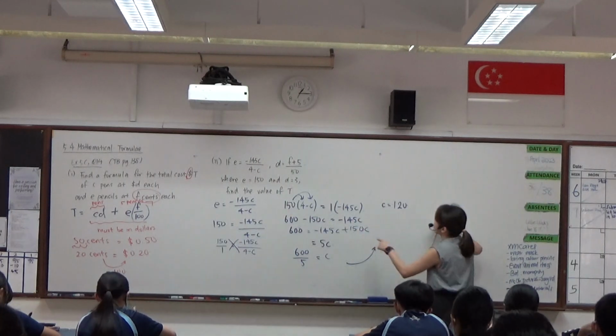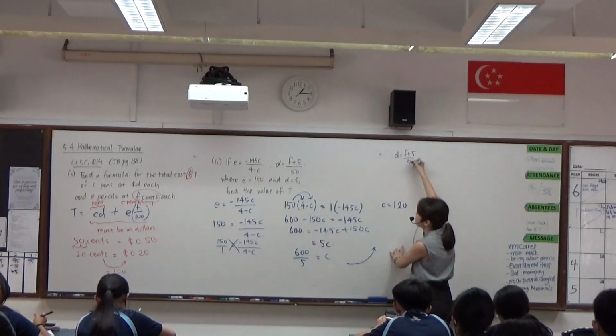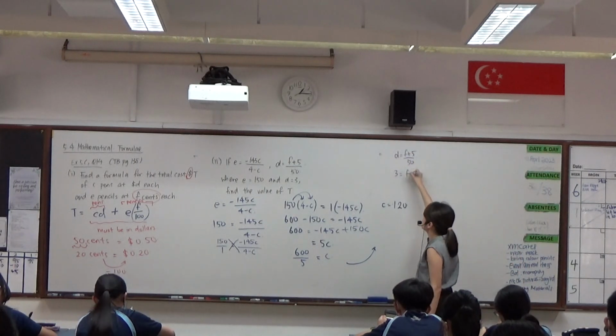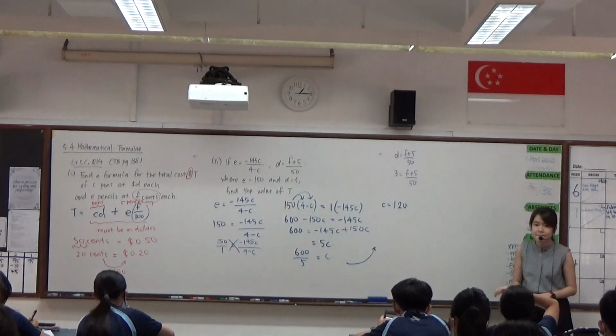So same method. D equals F plus 5 over 50. D is now 3.